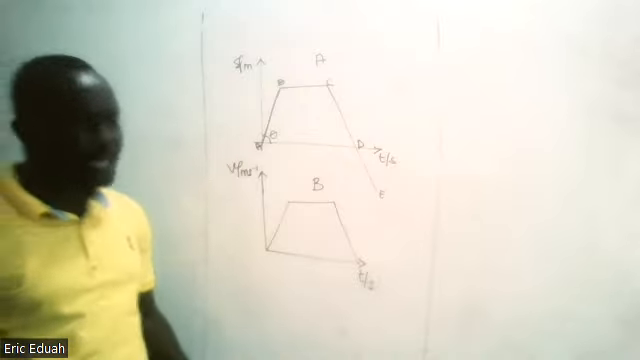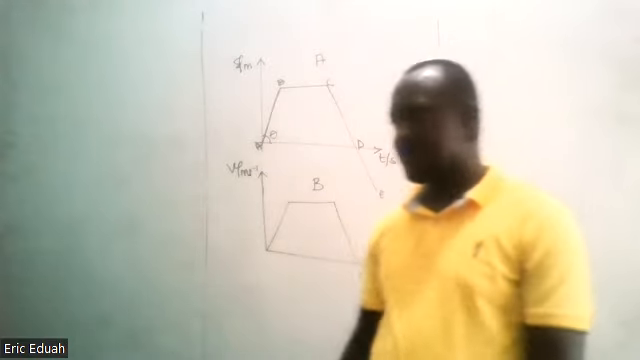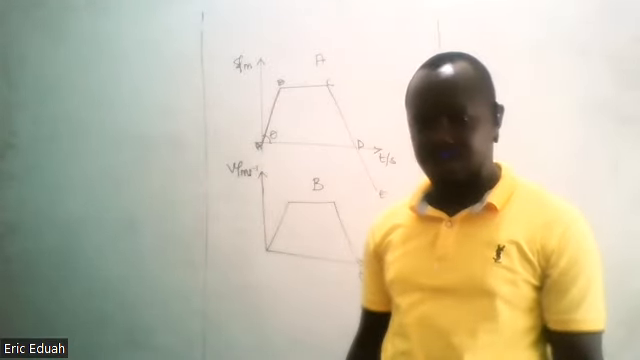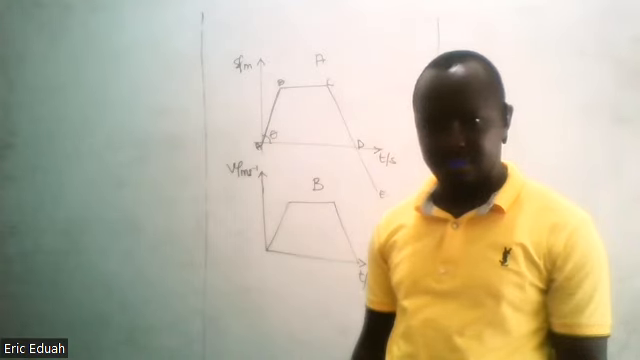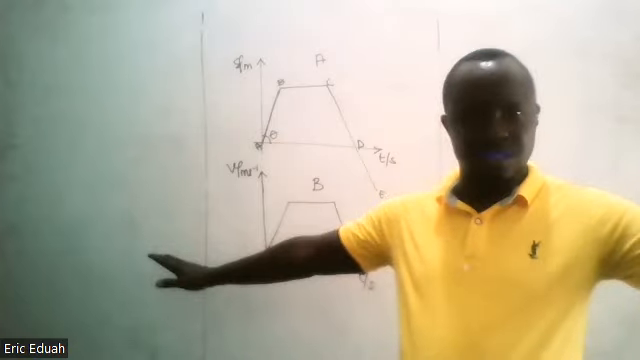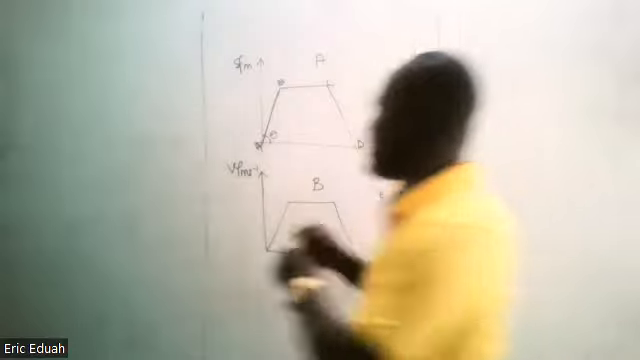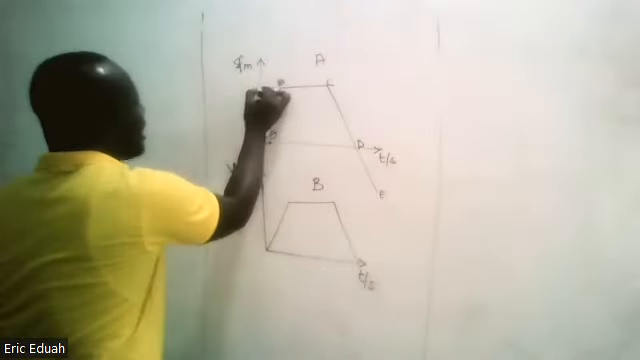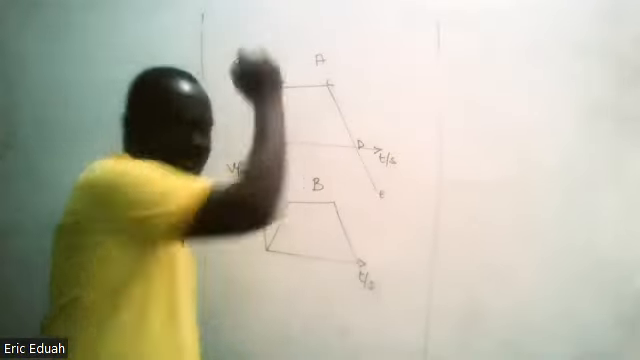Then from B to C, Xavier, what happened? The body is at rest. The body is at rest. Why? Because the distance covered at the third interval is the same from B to C.